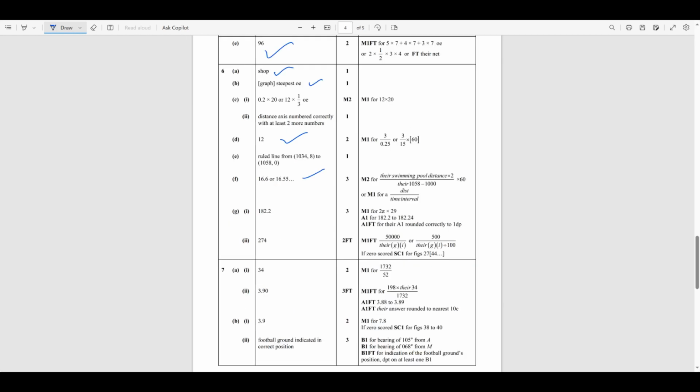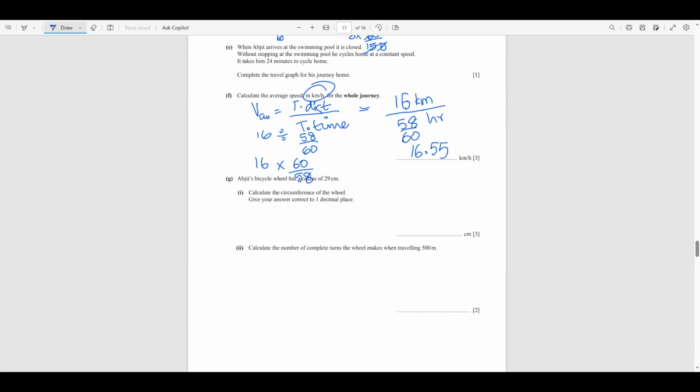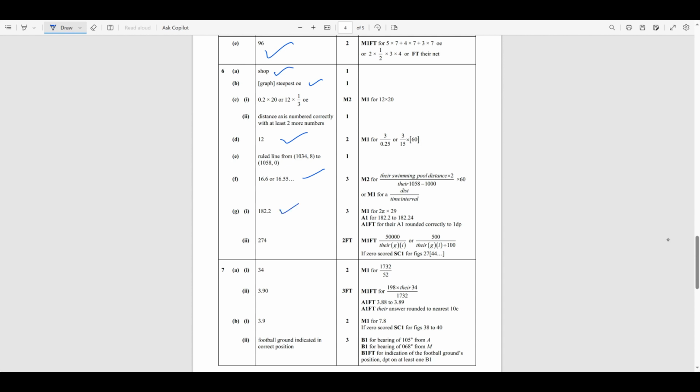So 16.55, right? Okay. Part G, Abjeet's bicycle wheel has a radius of 29 centimeters. Calculate the circumference of the wheel. All right, so circumference is 2 pi r and the radius has been given, 29, and we need to round it off to one decimal place. So it has to be 182.21. So one decimal place is 182.2. Yeah, okay.